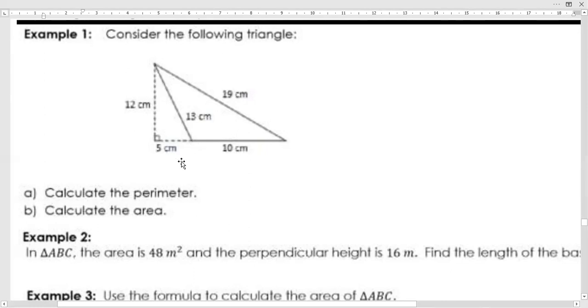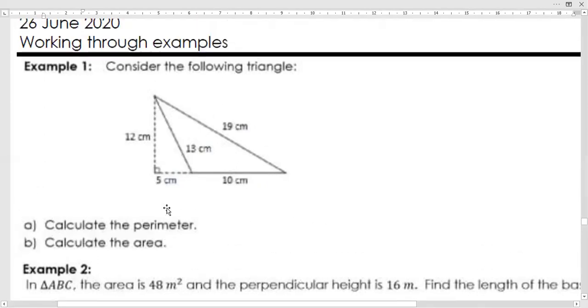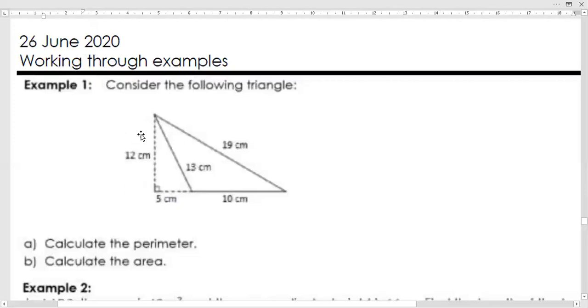So the perimeter is when we're adding all of the outside lines. So it's going to be 13 plus 10 plus 19, and that's going to be our perimeter answer in centimeters. Calculate the area. Now this is where we're going to use this line. So we've got half. Area equals half times the base, which is 10, and the height, which is 12.